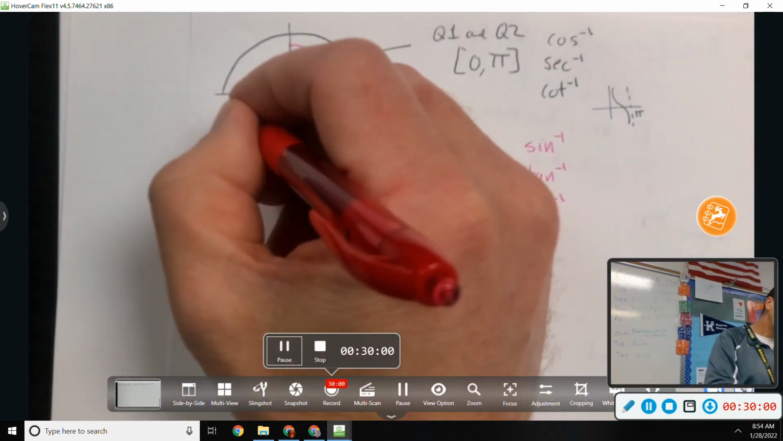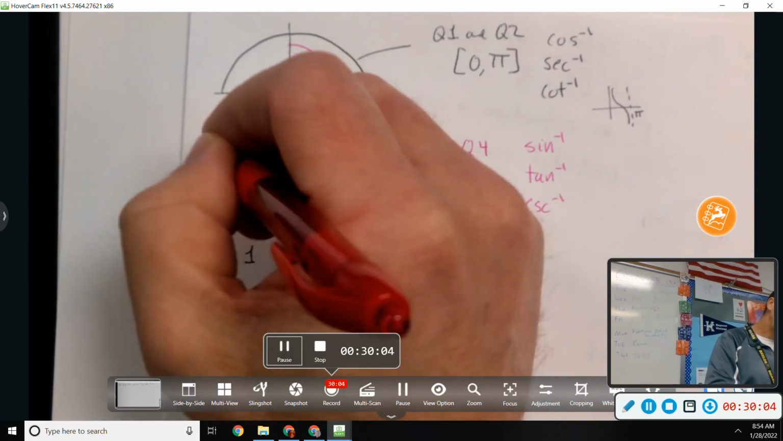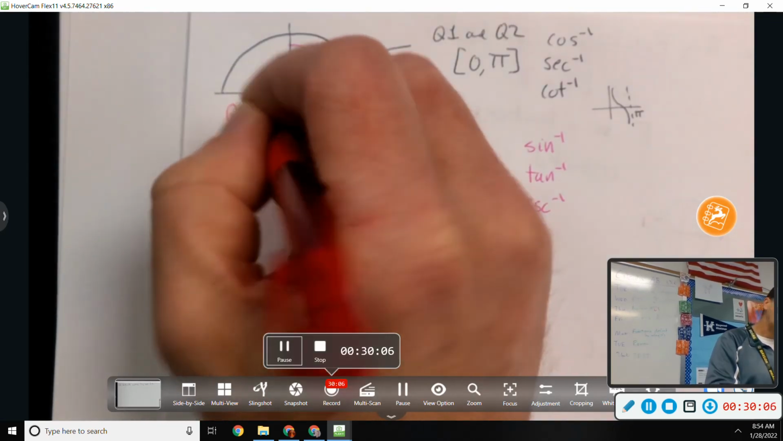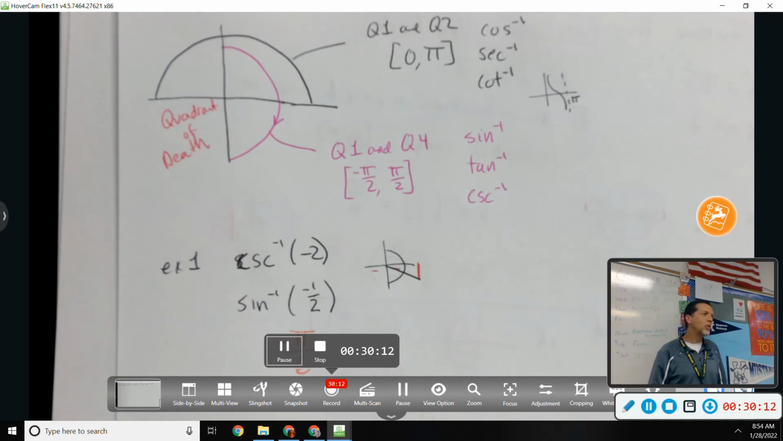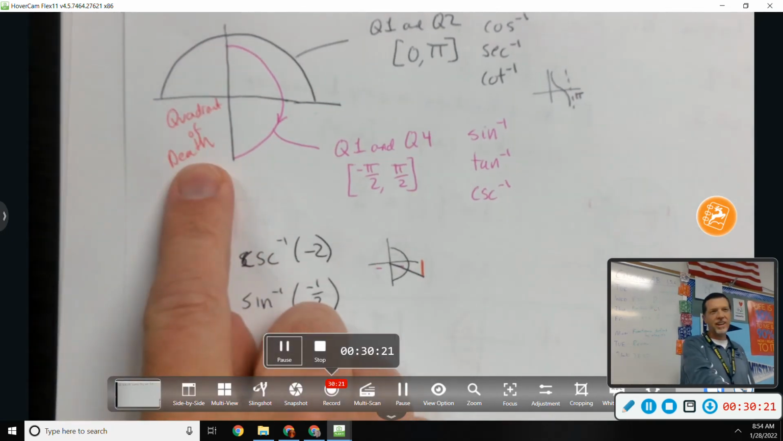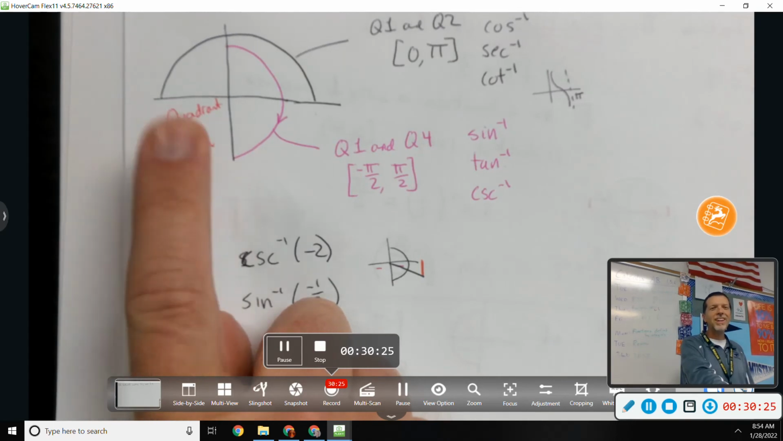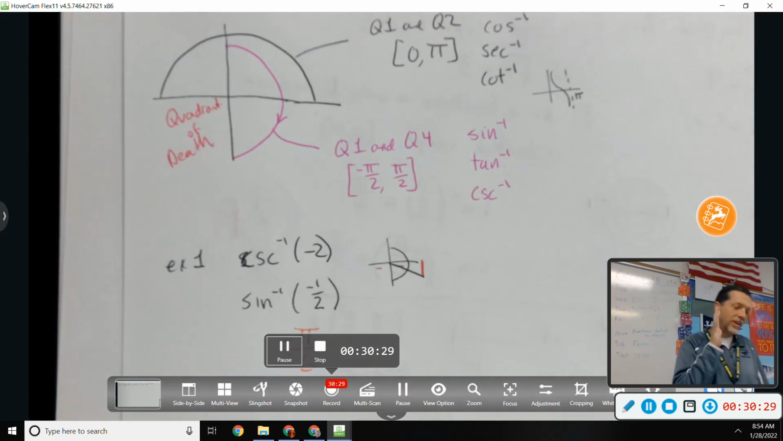Quadrant 3, different teachers have different names for this. I think Mr. Conley calls it the black hole. I like to call it the quadrant of death. But whatever you want to call it, you can't go into quadrant 3. You can't go through quadrant 3. If you go through quadrant 3 to get to quadrant 4, you died. Okay? It's a little bit dark, but stay out of quadrant 3 forever and always when you're doing inverses.